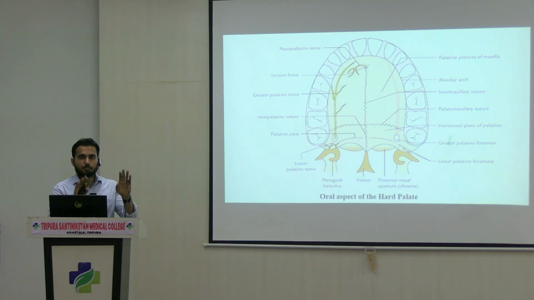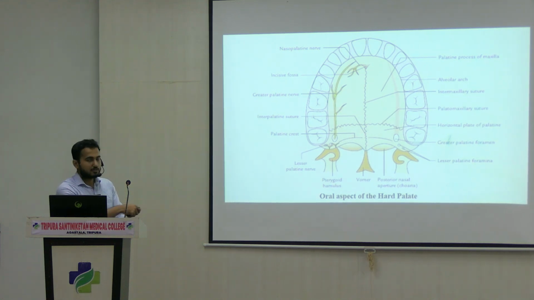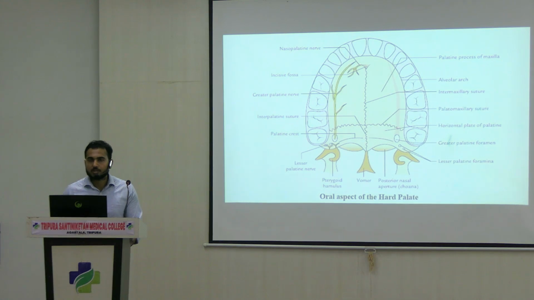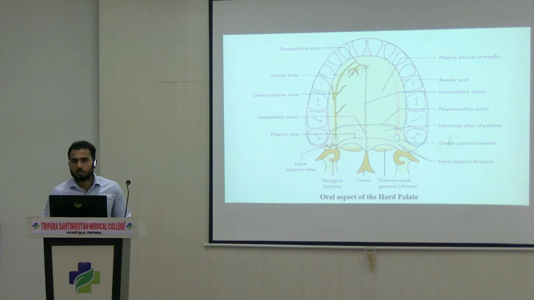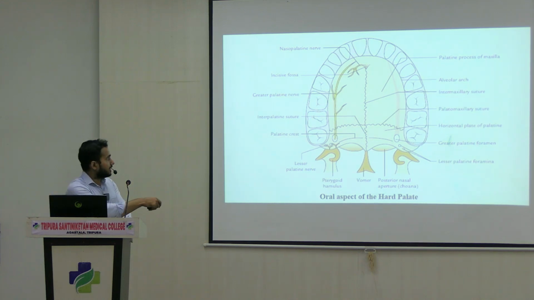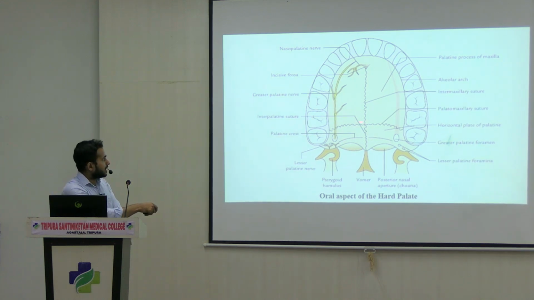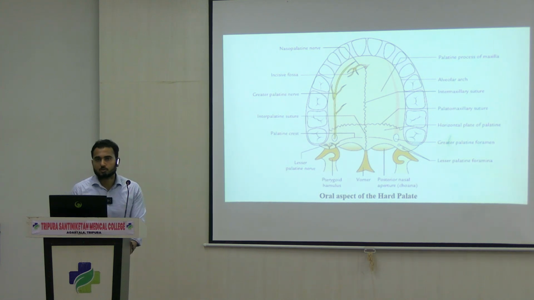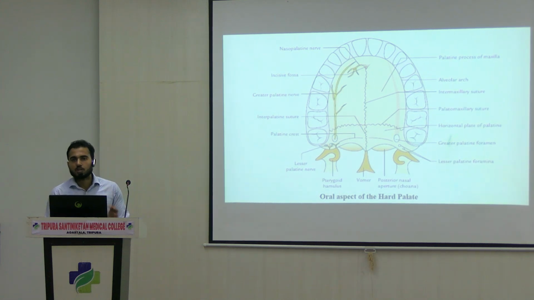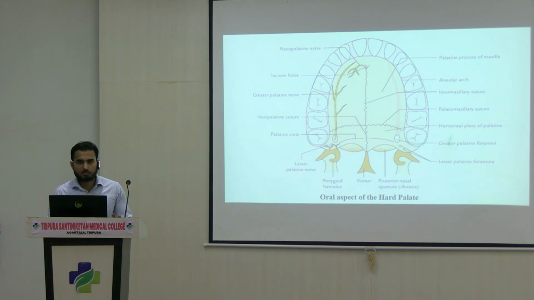Okay, first, what is there on top? Which bones are there? As you can see, the palatine processes of the maxilla, here also on both sides. And here you are getting the horizontal plates of the palatine bone. This is how the hard palate is formed. In between, can you see the sutures present? This is the intermaxillary suture, and here you can see the palato-maxillary suture. So in the skull bone, sutures are present. Already you know what sutures are and what the different types of sutures are.